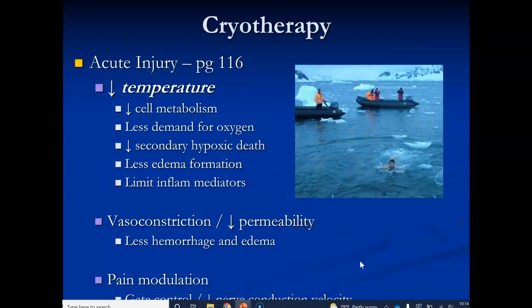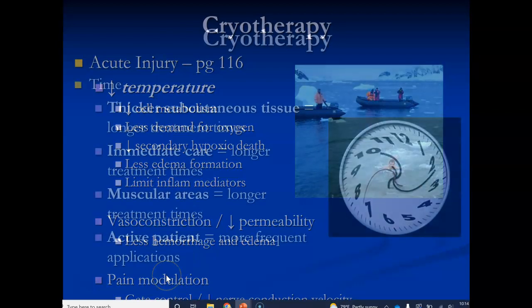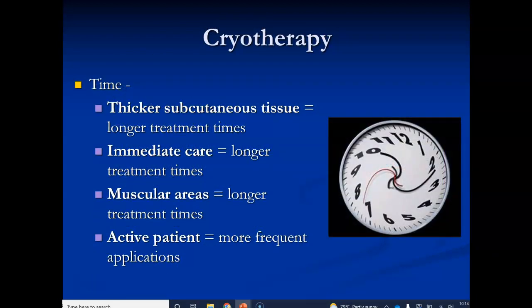So as a reminder, I'm coming back to that reference to page 116, where it's talking about the acute injury, through that healing cycle. I've got some main bullet points, a good place to come back and make sure you know the basic reasons why we're doing this. All of these on the temperature, this is from the vasoconstriction, this is from the pain modulation part. As we start talking now about application of it, right?